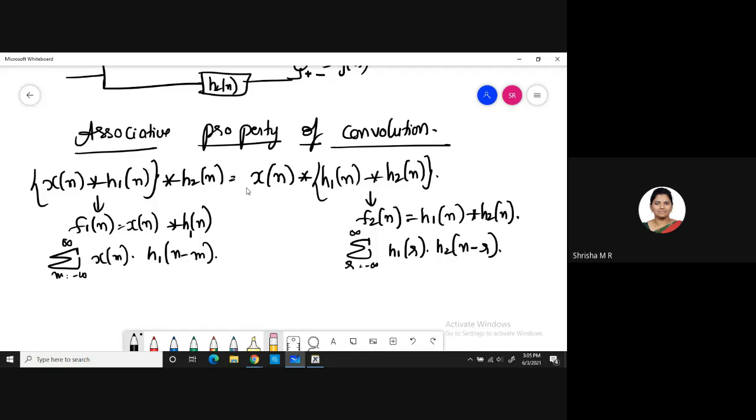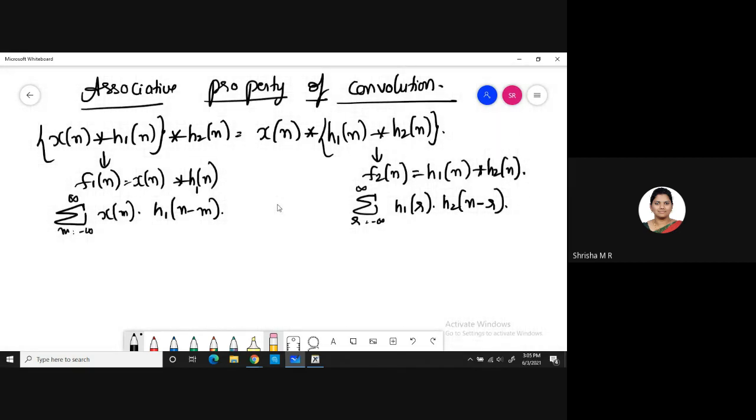Now I'll take the LHS and try to prove the RHS. Is it visible, everyone? Yes, ma'am. Here I have taken m as the variable for f1 of n and r as the variable for f2 of n. Our LHS is x of n convolved with h1 of n convolved with h2 of n. As you can see, we have put a bracket on the first two terms here, and there on the next two terms, h1 of n and h2 of n.